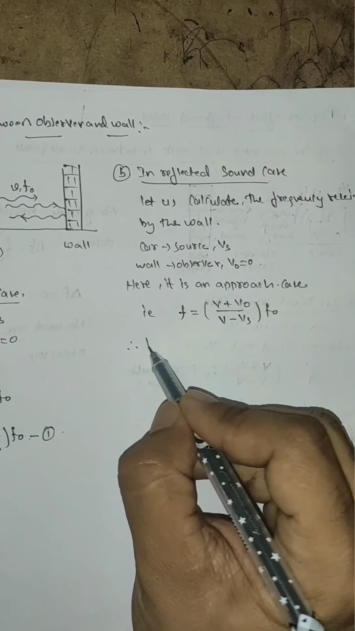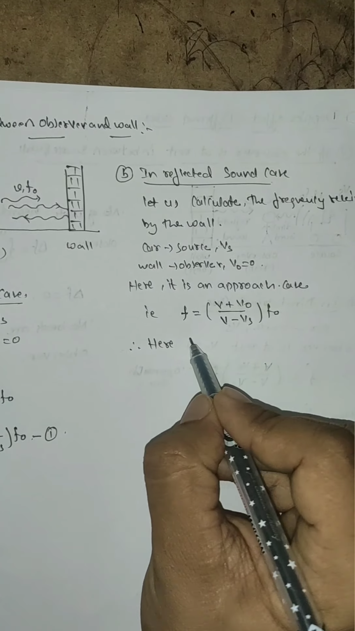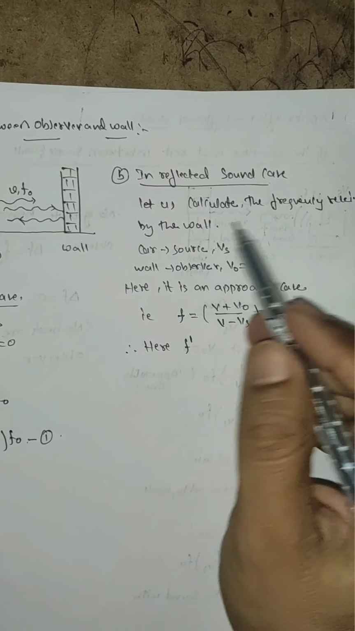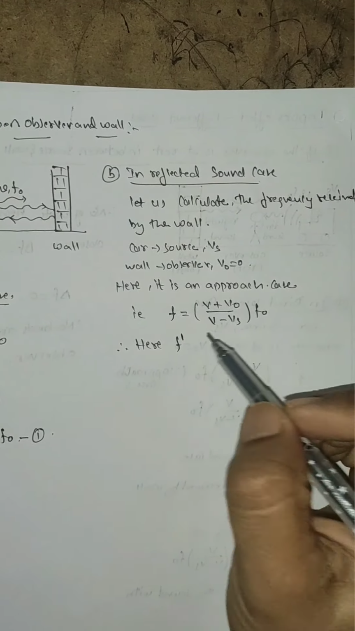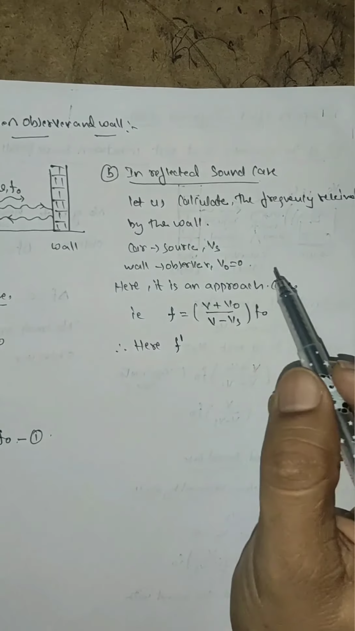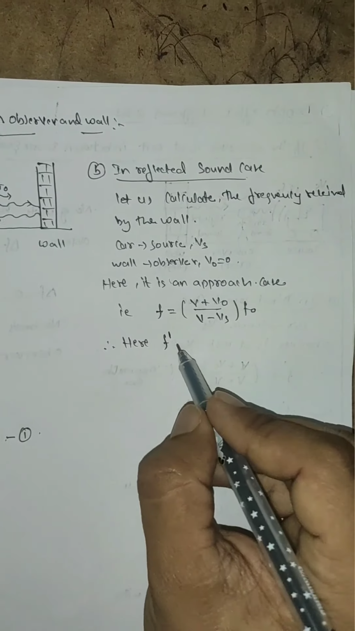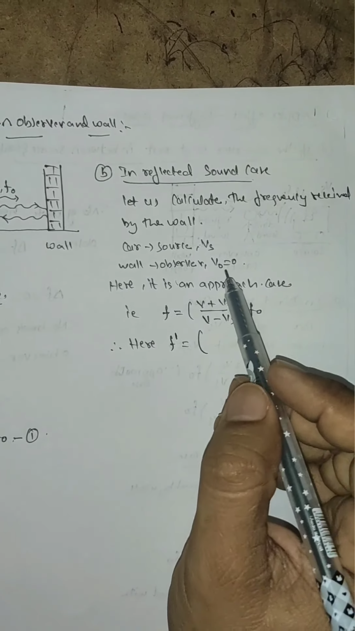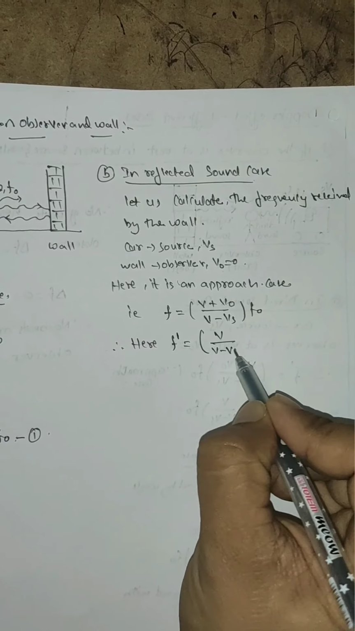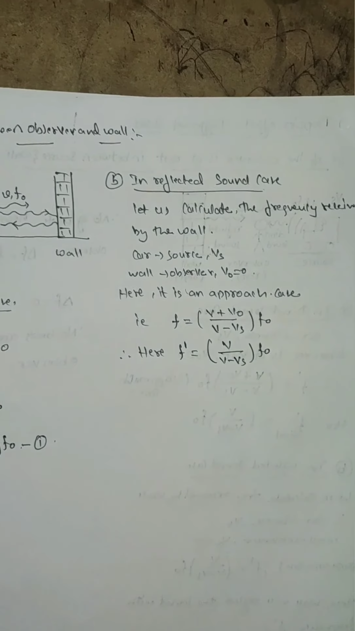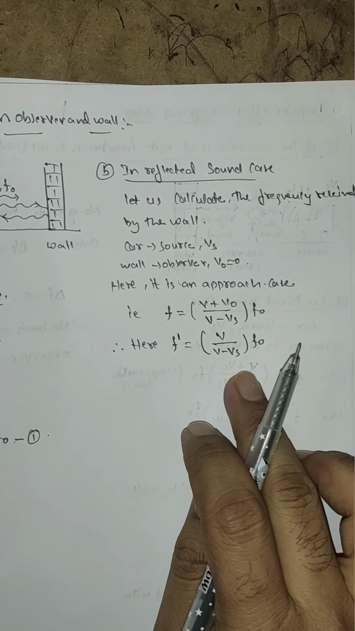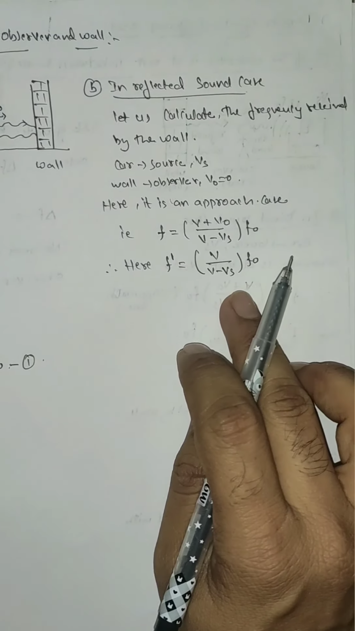Therefore let f prime be the apparent frequency with respect to the wall. With V0 equal to 0, it is equal to V by (V minus Vs) into f0. So this is the frequency of sound received by the wall.